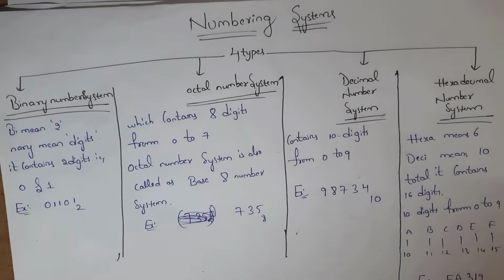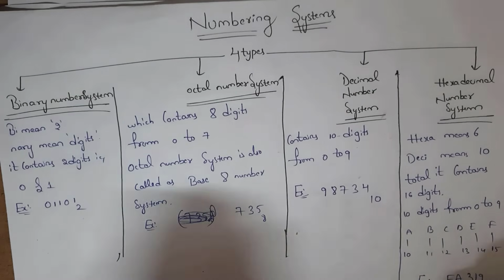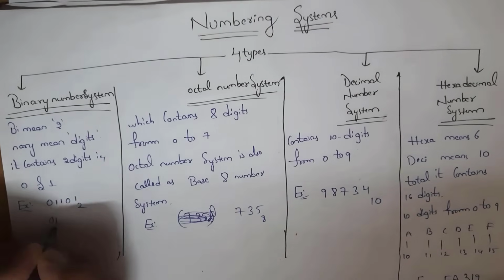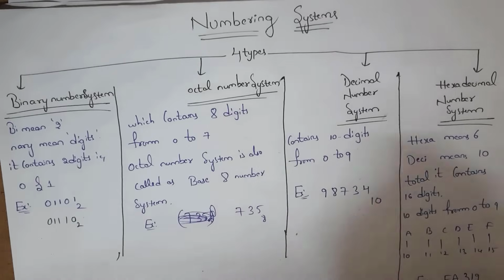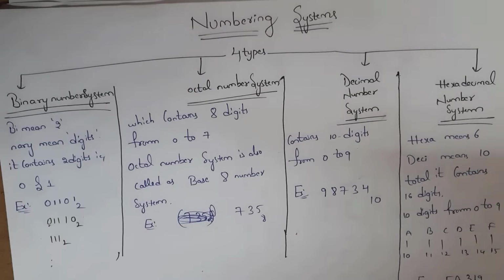This binary number system contains only 2 digits. They are 0 and 1. I will give one more example, 01110 base 2. It is also an example of the binary number system, 111 base 2. We also call this binary number system the base 2 number system.